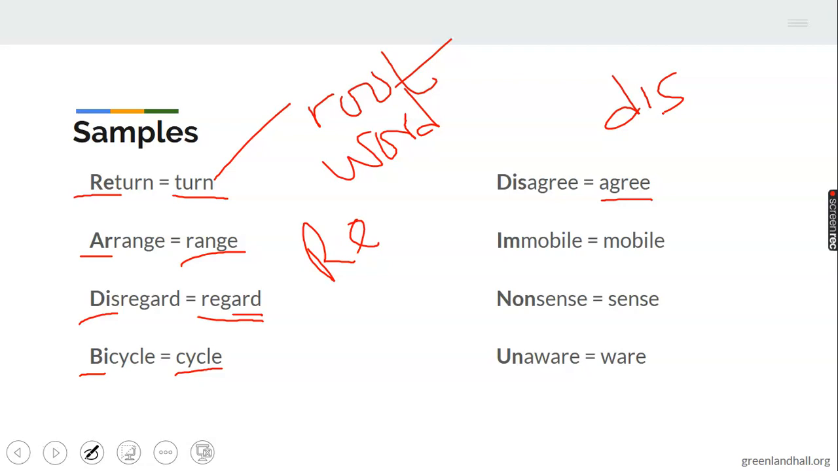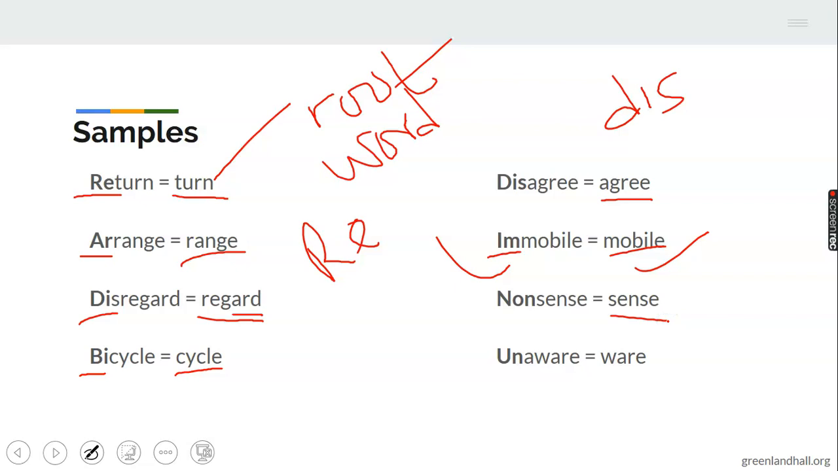We have the word mobile. Mobile. And we have another prefix attached to it, immobile. Okay? Immobile. Now, if you look at this, these are root words, these are the new words from them. Okay? Given these words, and these are the new words from them. They don't mean the same thing. They have different meanings.